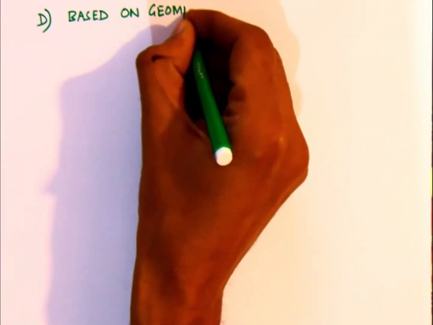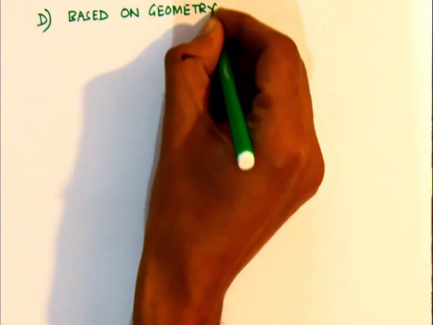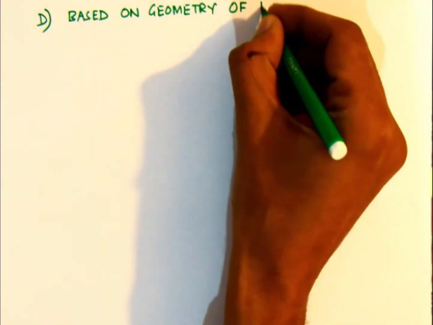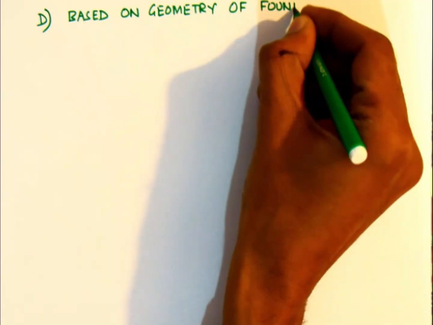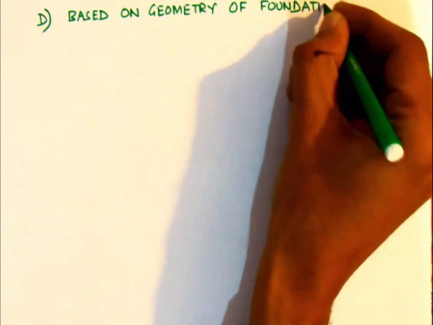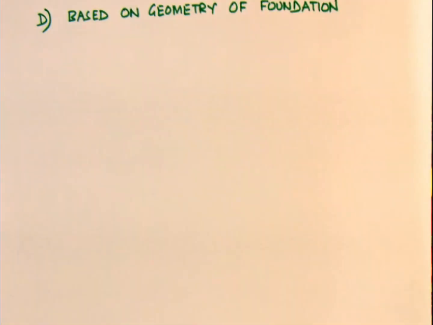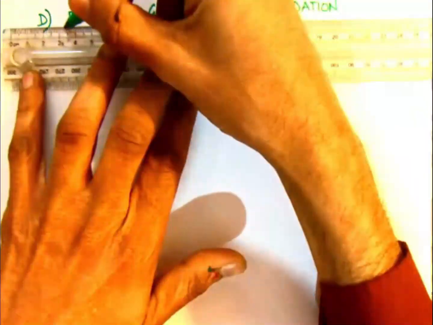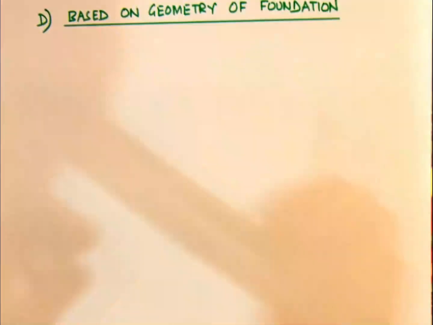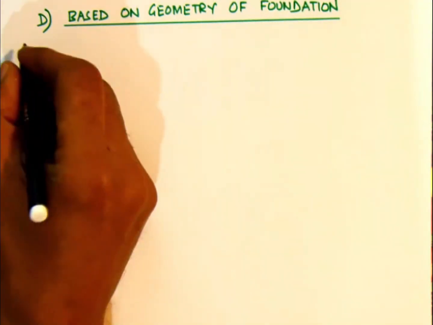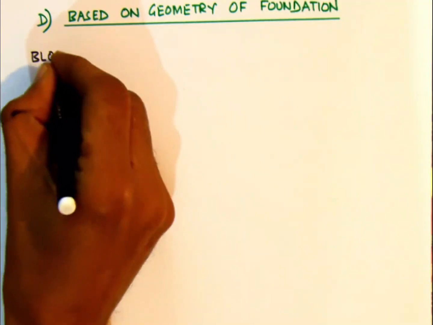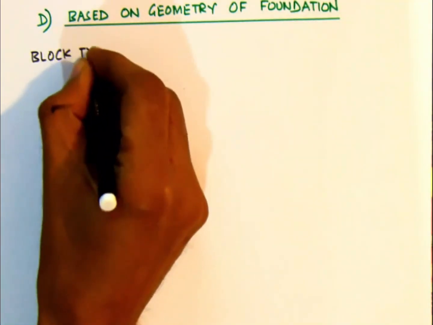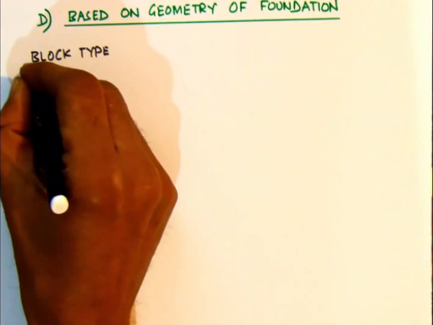The next classification of machines is based on the geometry of the foundation system under the machine. So here we are bringing foundation into the picture. There could be different types of foundations depending on the type of the machine and the type of the anchorage system. The simplest type of foundation is a block type of foundation.